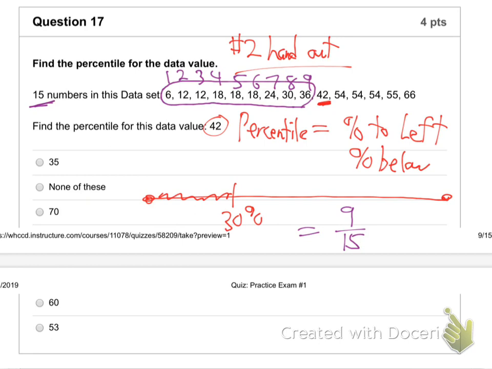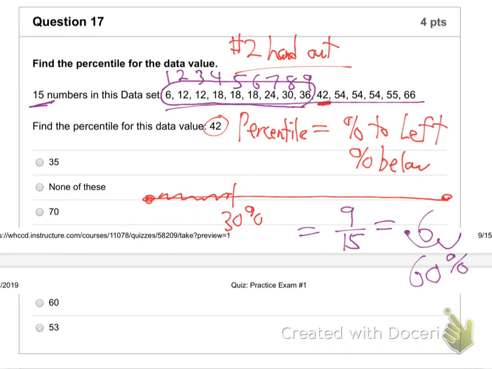So that tells you what percentage of the way he's along. He comes after 9/15 of the numbers. Does that make sense? That's his portion or percentage. If you divide that in your calculator, you get 0.6. How do you change that to a percentage? Move two places, 60%. So that 42 is 60% along the list of numbers.